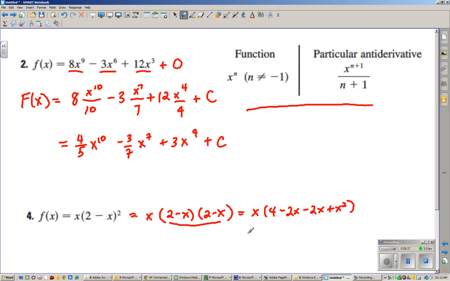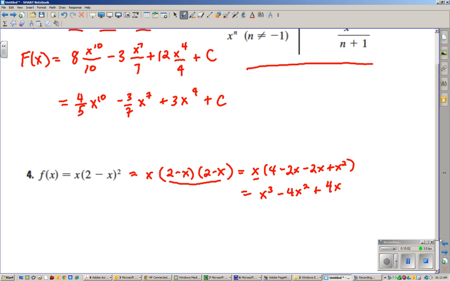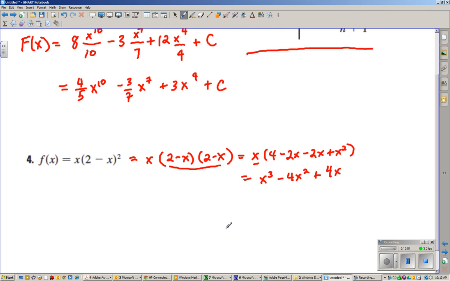So if we pull it all together, won't we get x times x squared, or x cubed? We've got negative 4x times another x is a negative 4x squared. And then we got x times 4, which is 4x. So I changed up the order a little bit, but I was anticipating keeping it in a conventional order.